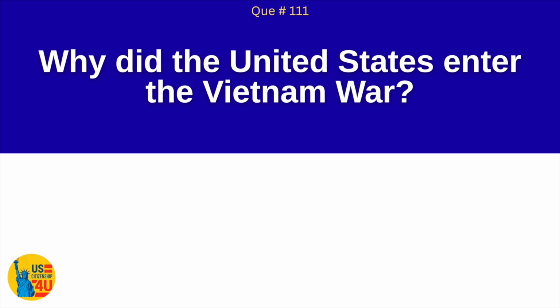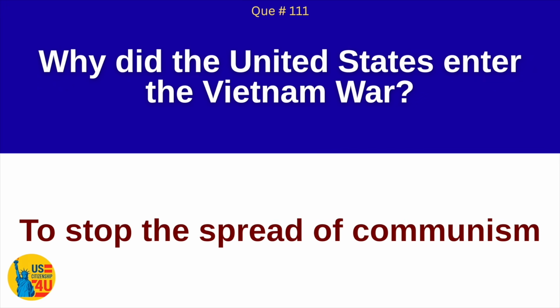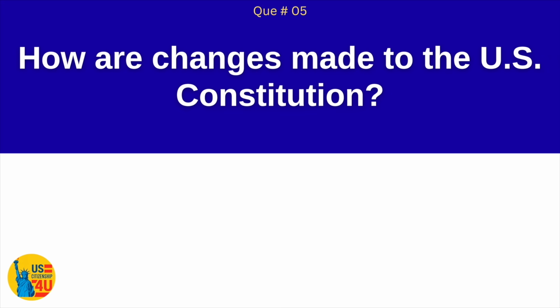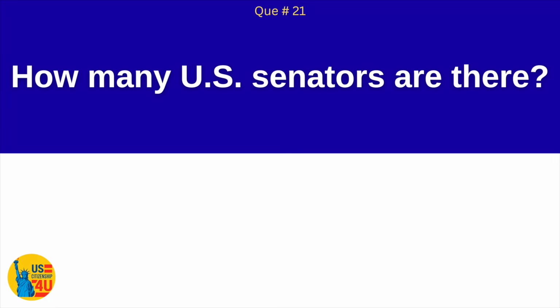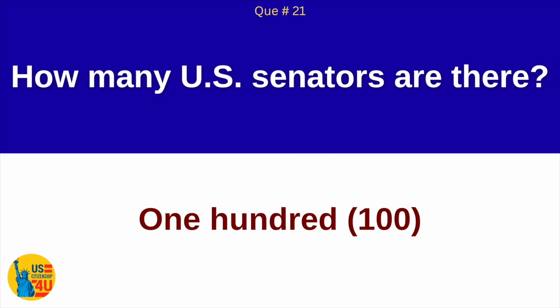Why did the United States enter the Vietnam War? To stop the spread of communism. How are changes made to the U.S. Constitution? Amendments. How many U.S. senators are there? 100.